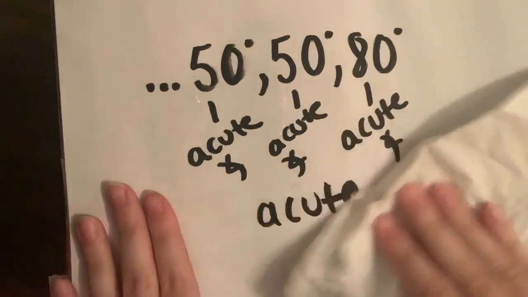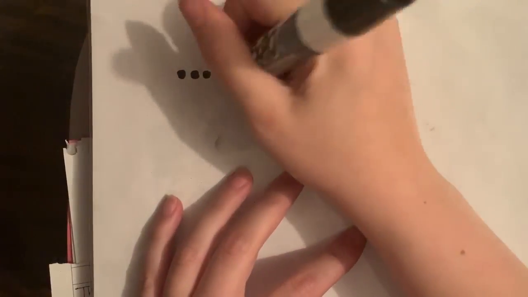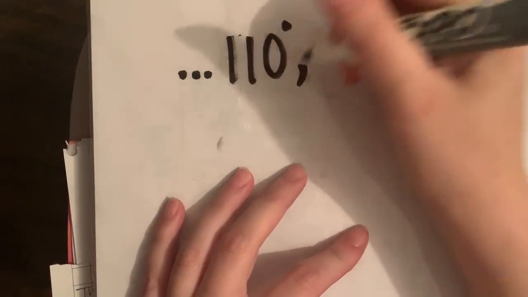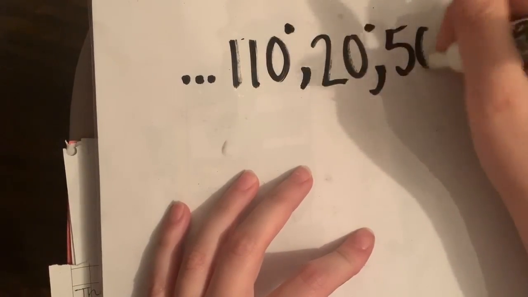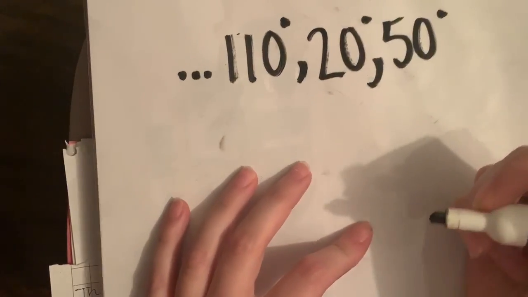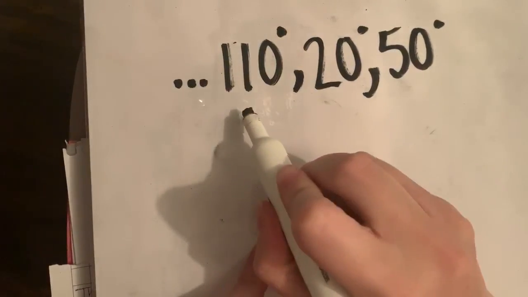Alrighty, let's move on to the next one. Let's do another example. Now this time they are going to give us angles of 110 degrees, 20 degrees, and 50 degrees. So again, let's look at the first one.